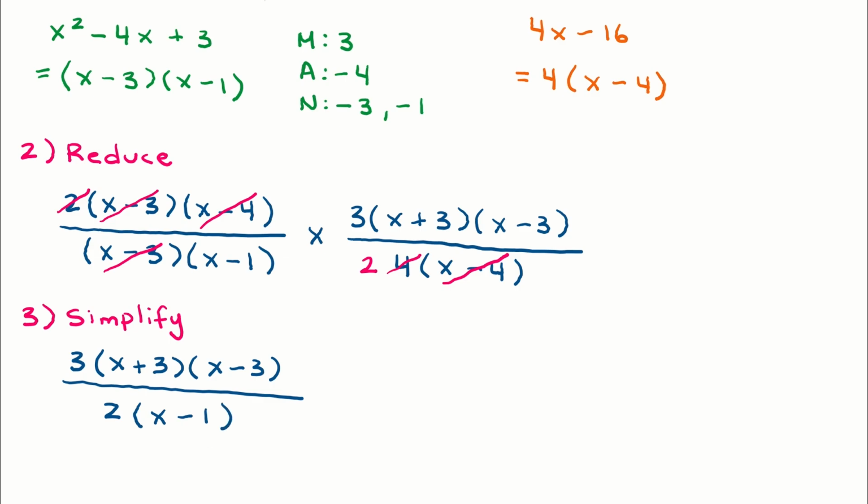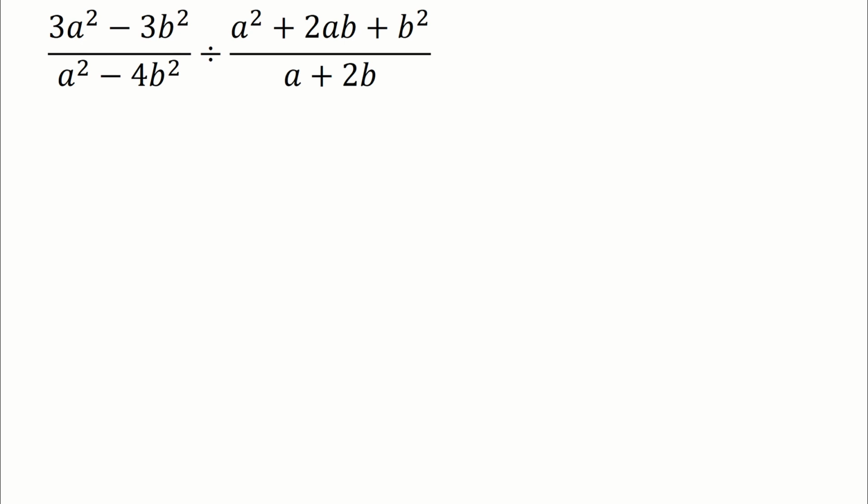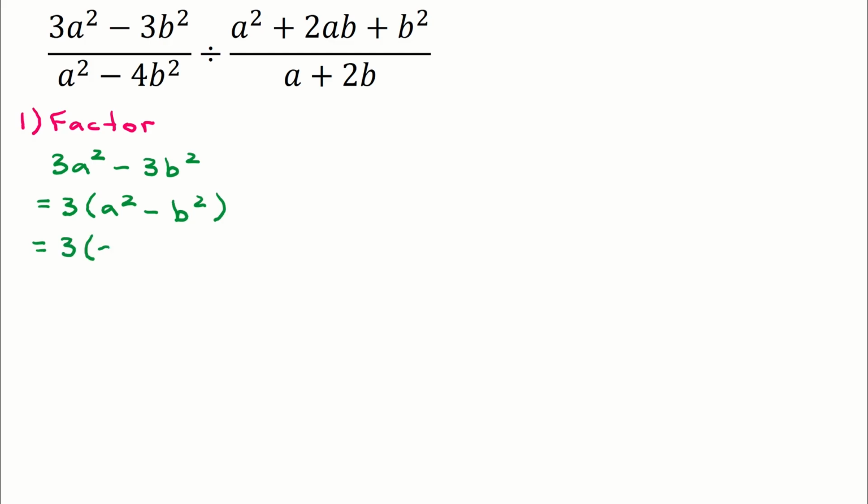Now let's look at our second example. So in this case, we are dividing two fractions, but we're going to start the exact same way by factoring absolutely everything. So let's consider what we have. Our numerator of our first fraction is 3a squared minus 3b squared. We can start by factoring out the 3, leaving us a squared minus b squared, and then we're left with a difference of squares. So 3 times a plus b times a minus b.